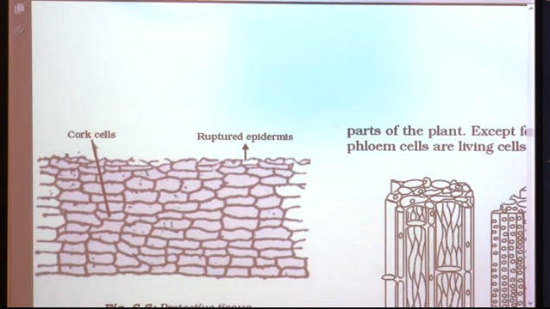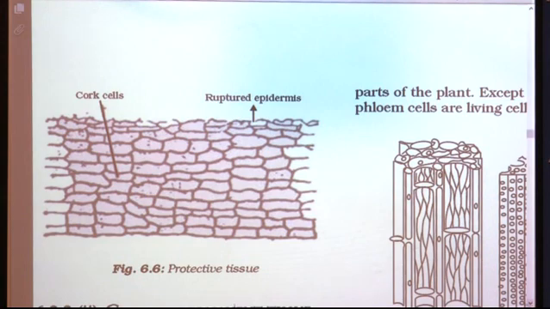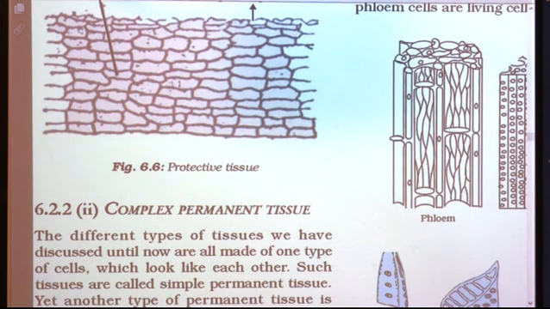Okay, now in this figure 6.6 you can observe protective tissue is shown. These are all cork cells and here there is ruptured epidermis. So, you can see here the cells are very tightly packed and there is no space shown at all. So, this is all about simple permanent tissue.